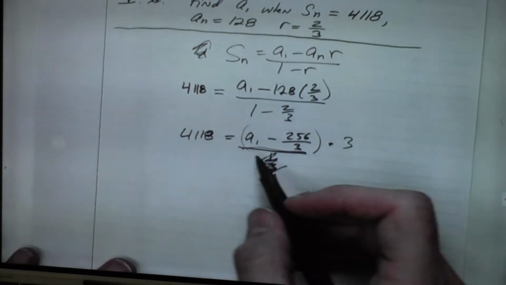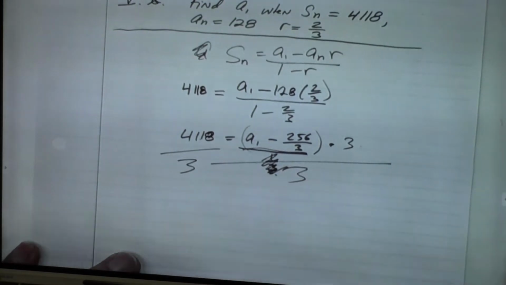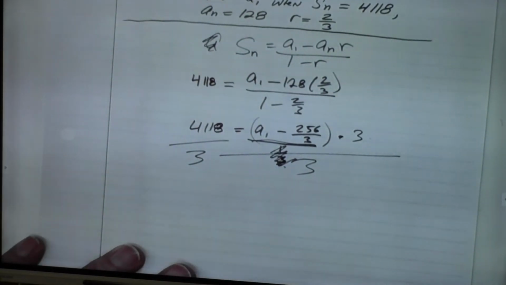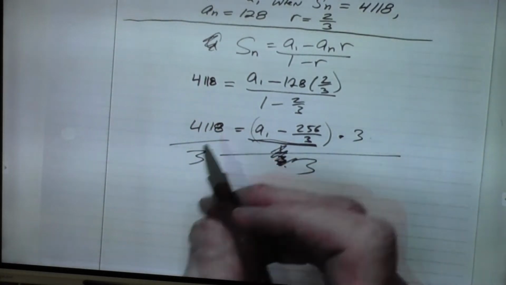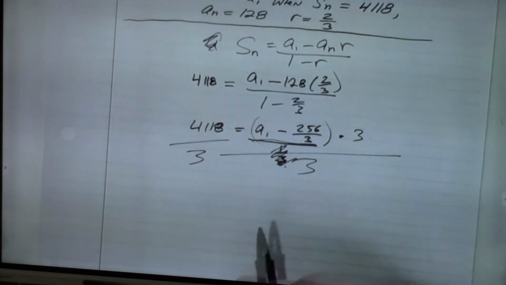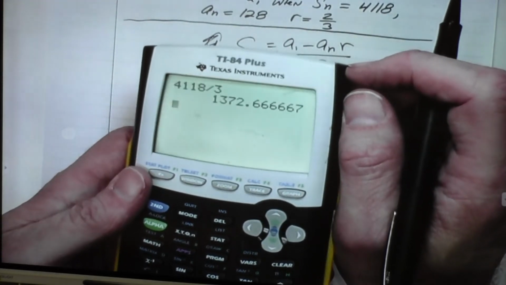Now that you've got that, I have this equals this times 3. Now let's divide both sides by 3, and we're really going to get rid of that, because you can do anything on both sides of an equation. So 4118 divided by 3, I don't actually have that on here, so let's calculate. 4118 divided by 3. Oh, interesting. I get 1372 and 2/3.